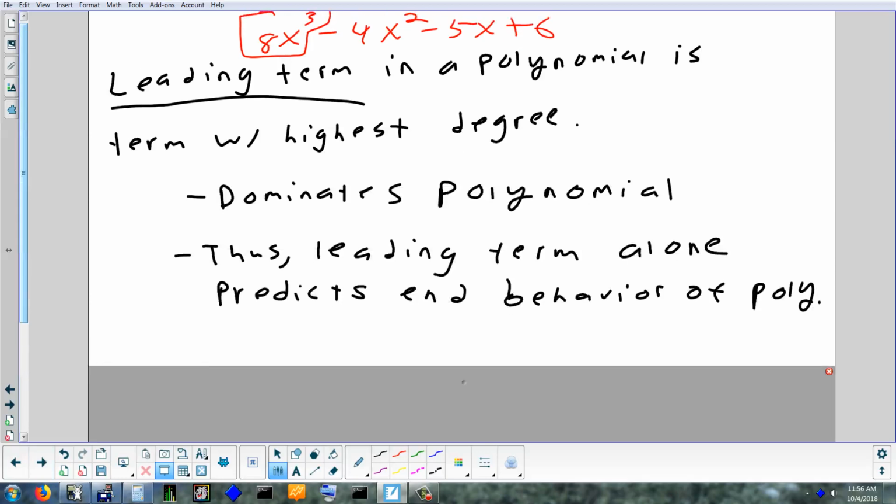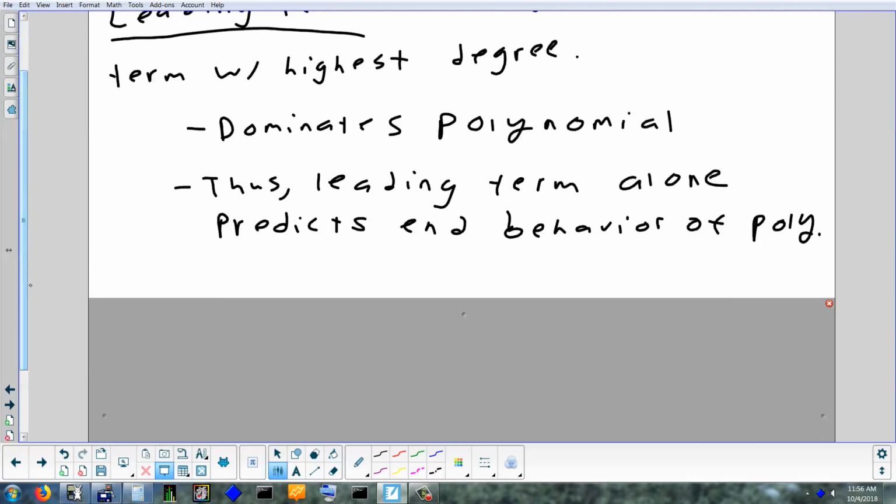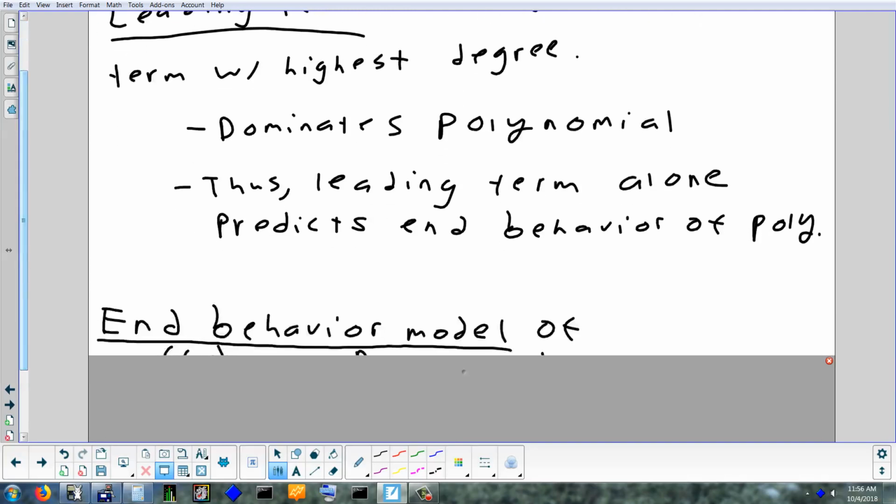So that thing I put a box around right here, 8x cubed, for this particular problem, that thing written in red, what's in the box is called the end behavior model. From now on I'm just going to abbreviate it EBM.